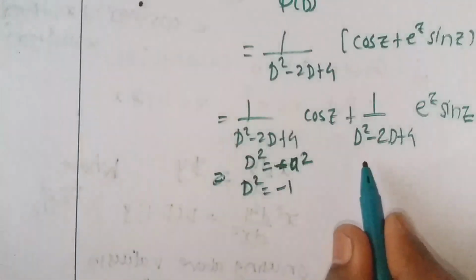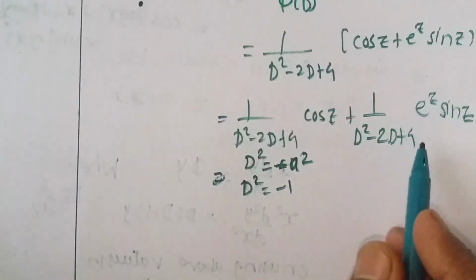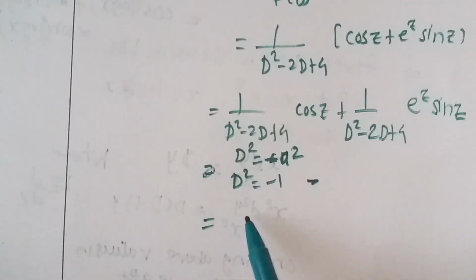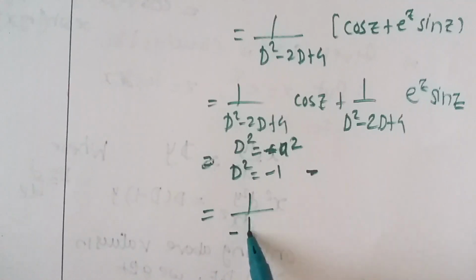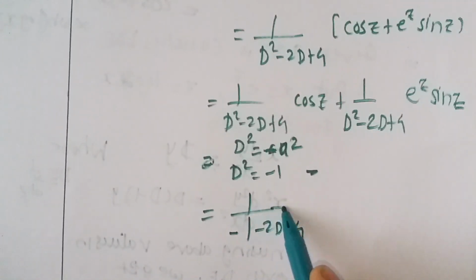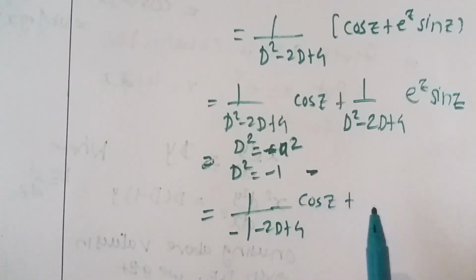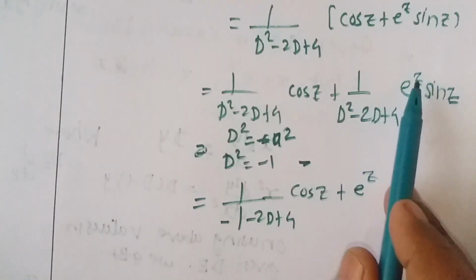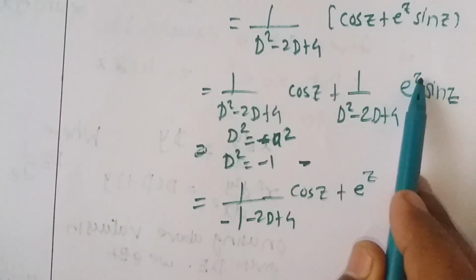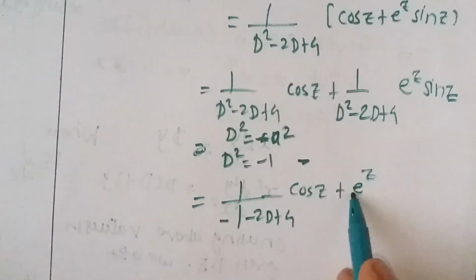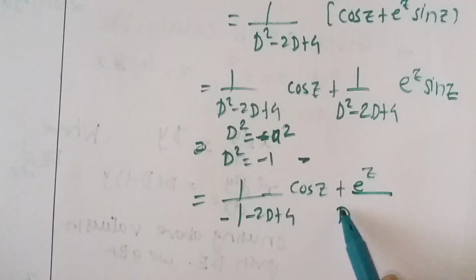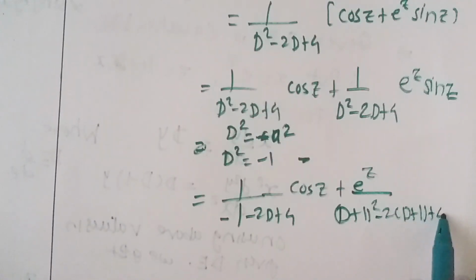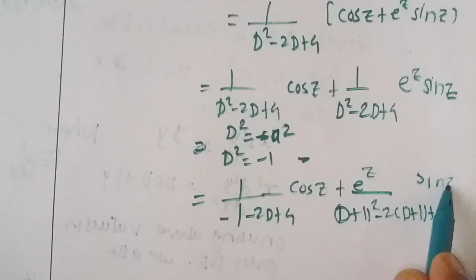1 square is 1. Here we have e raised to x into v case. So in e raised to x case, first I will do the substitution for this, minus 1 minus 2D plus 4 into cos z. First we take e raised to z outside, then we replace D by D plus a, where a is the coefficient of x in the power. So here the coefficient of z is 1, so we will replace D by D plus 1. So we will have D plus 1 square minus 2 into D plus 1 plus 4 outside sin z.